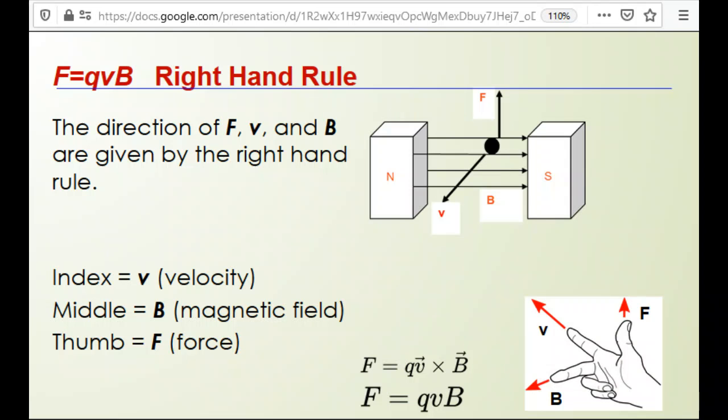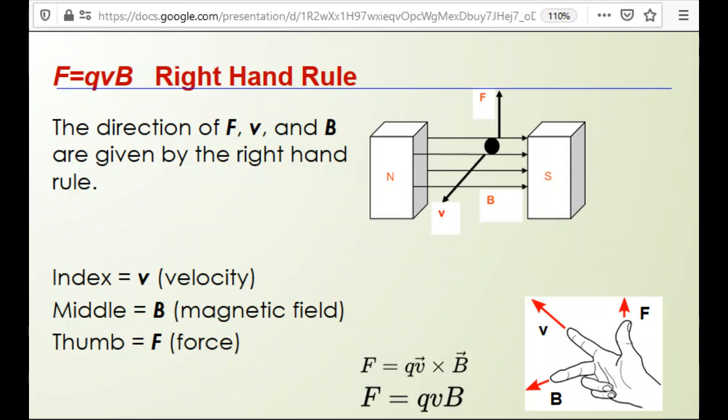So let's take a look at an example here. In this example, we have a magnet that is going from left to right. We define the magnetic field to be from north to south, and we have a charge that is coming out of the page towards us with a velocity v. Now, if we use the right-hand rule, it is defined as the following. We're going to use our index finger, and our index finger is going to point in the direction that the charge is moving. That means coming out of the page.